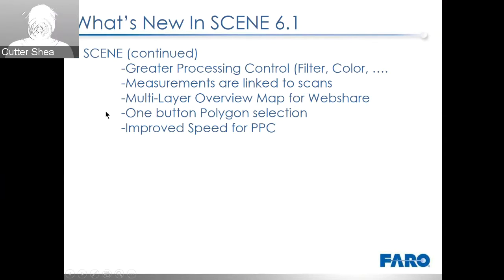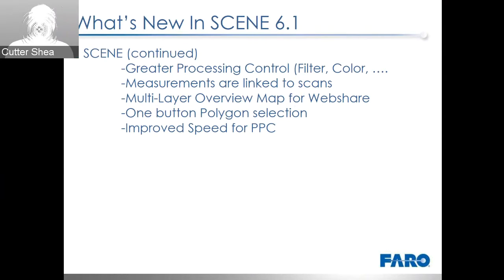We've also eliminated the multiple polygon selection tools. Currently, we now have only one polygon selection tool, which eliminates some of the confusion that was caused between a loaded scan selection tool and a scan point selection tool, which used to be different. And finally, we have improved the speed of the project point cloud creation. Full color has been optimized, and in Scene 6, the full color option used to take a lot of time, and now we have improved that greatly.